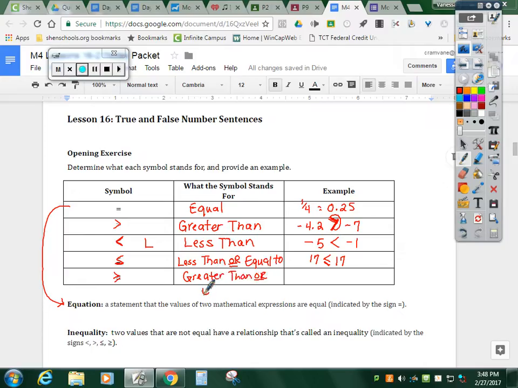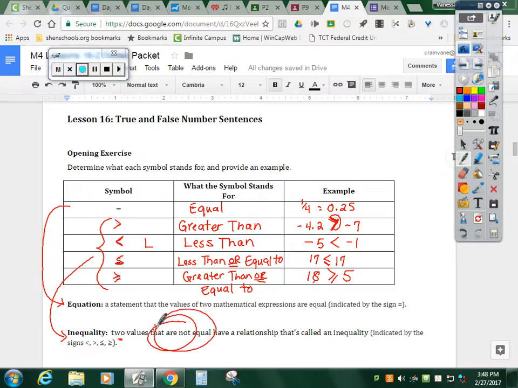Okay, this one is greater than or equal to. Either one. Okay, so for example, 18 is greater than or equal to 5. Okay, 18 is greater than 5, so that also makes it a true number sentence. These four we're going to be dealing with a lot in the next couple of lessons. They are called inequalities. An inequality is a number sentence where two values that are not equal have a relationship that's called an inequality. Okay, that means they're not equal to each other.